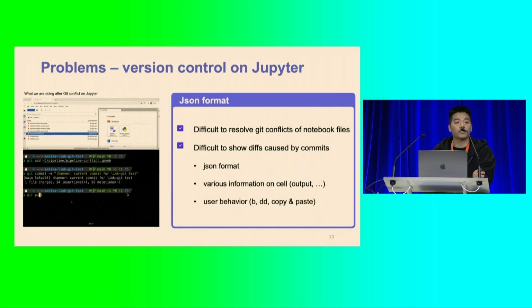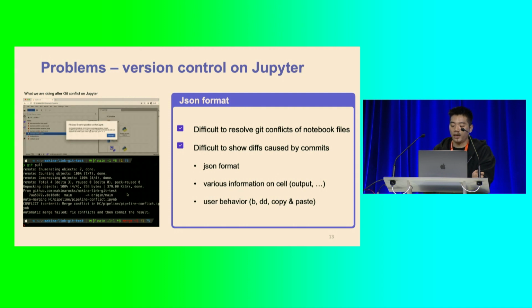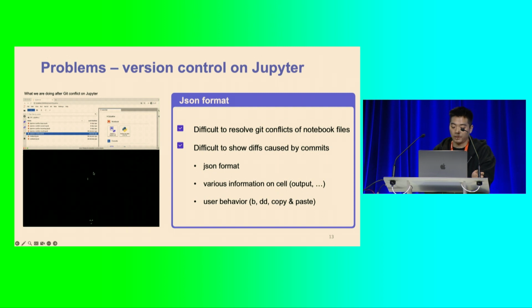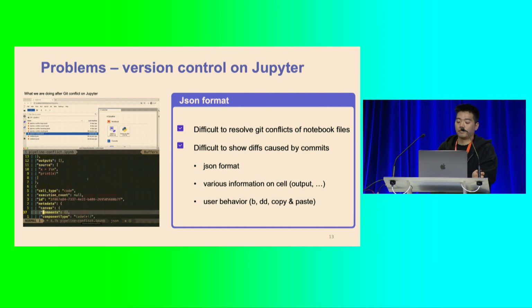So for me, I can say that I always work with Git during my job, so I'm pretty familiar with Git. But when I think about using Git, I don't seem to use Git's features with notebook files. So this GIF is showing what I do after Git config on Jupyter.